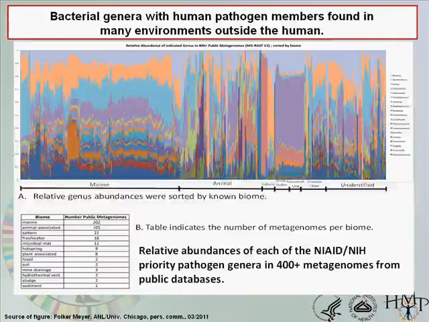So the point I'm trying to make here is we have to start thinking of the human and the environment as kind of a continuum, because there appear to be perhaps reservoirs of either pathogens or pathogen-like properties in all kinds of environments that are outside of the human.